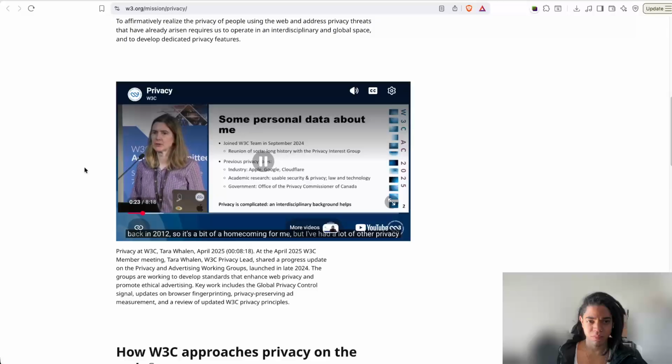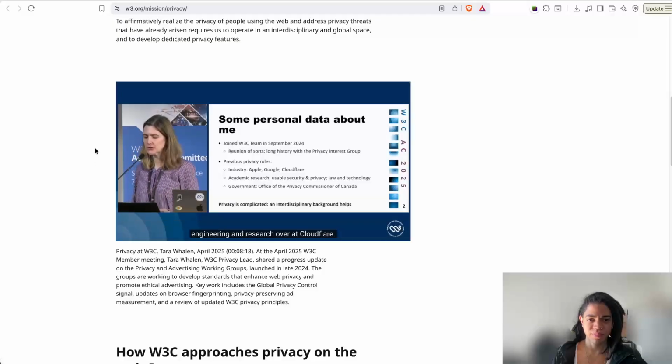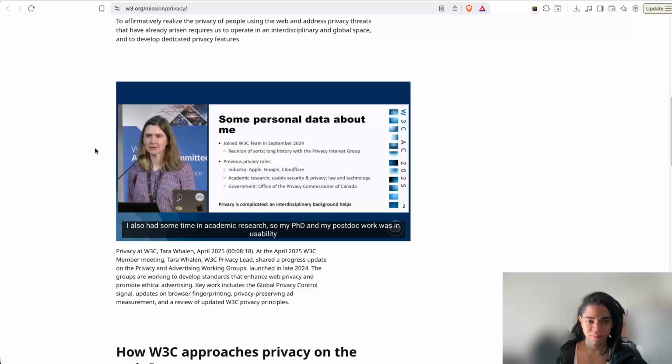But I've had a lot of other privacy roles before I came here in a lot of different places. So I was in industry doing privacy engineering work at Apple and at Google, and doing privacy engineering and research over at Cloudflare. I also had some time in academic research.